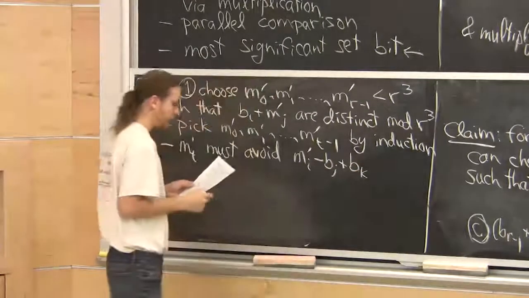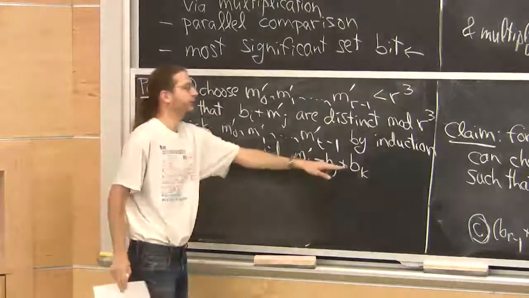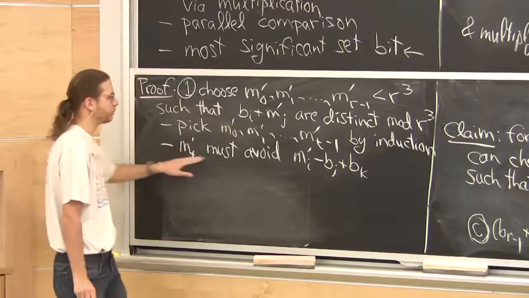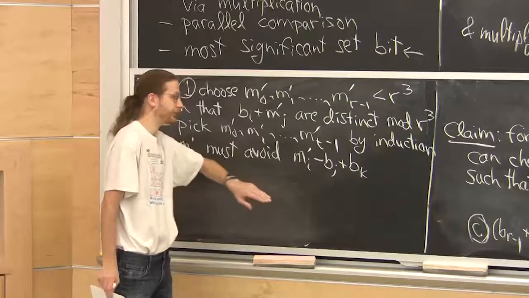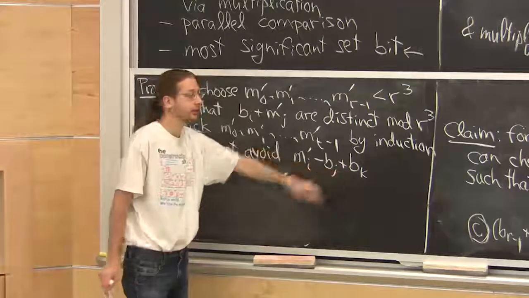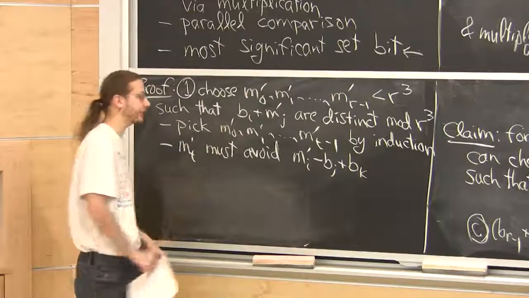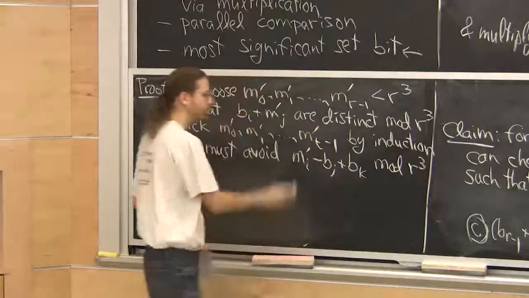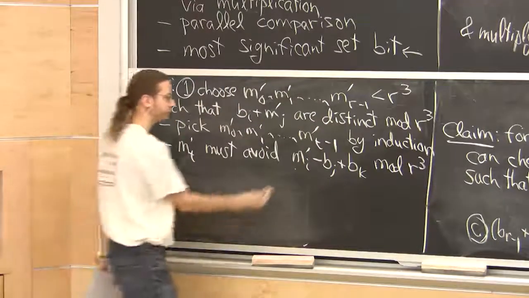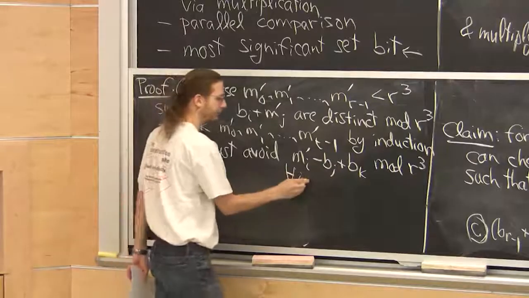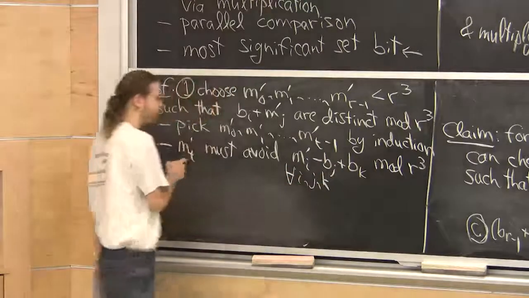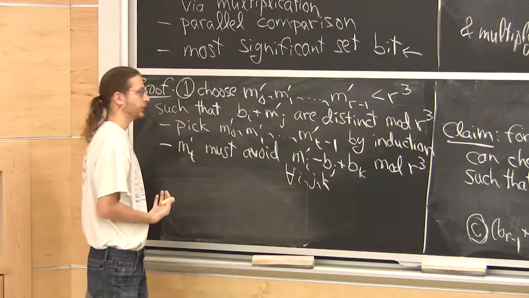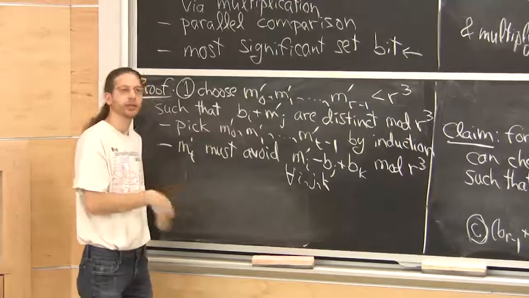but if it avoids all expressions like this, then m_t prime plus b_j will be different from m_i prime plus b_k. In other words, all of these things will be distinct. So it has to avoid this modulo r cubed. If I can avoid all of these things, so this is for all i, j, k, if I can choose m_t prime to avoid all those, then I'm happy, because then these things will continue to be distinct, and then I apply induction.